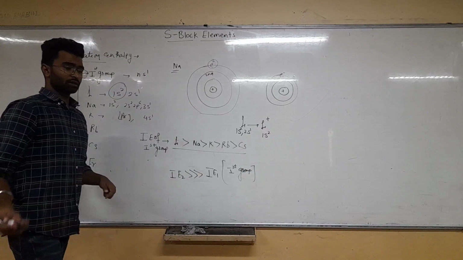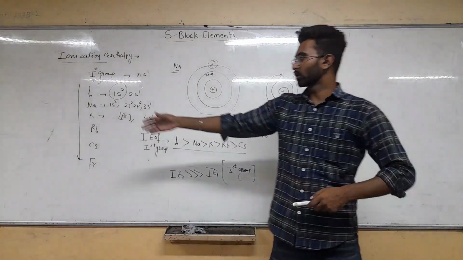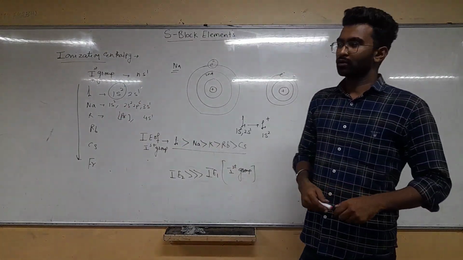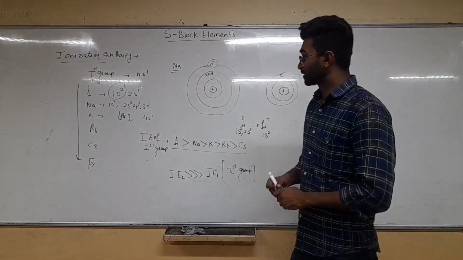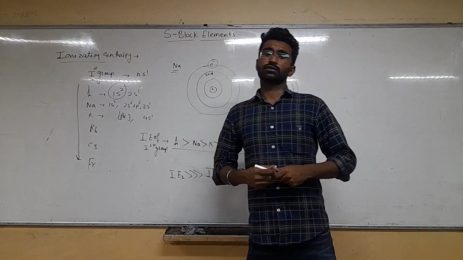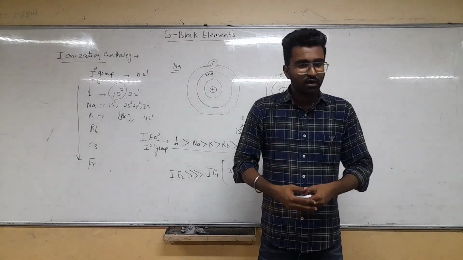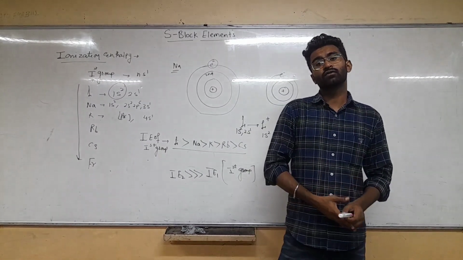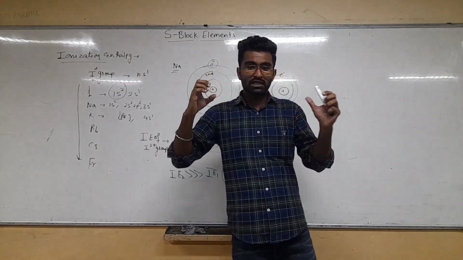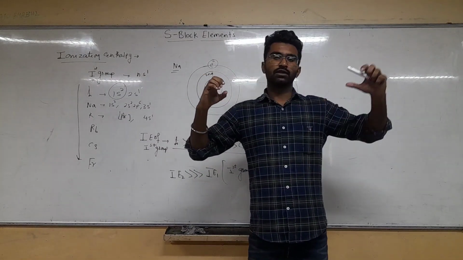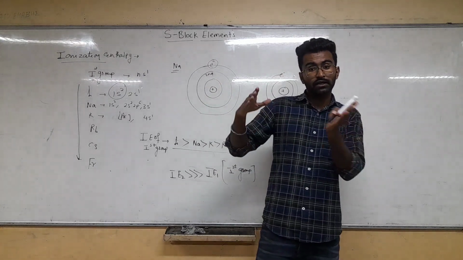So a question can come like this: an element belongs to the third or fourth period and has the configuration of ns1. Its first ionization enthalpy is 600 or 400, and the second ionization enthalpy is 6000 or 7000. So we can see the difference. The first ionization enthalpy is 600, the second is 6000. So there is a difference of 10 times.